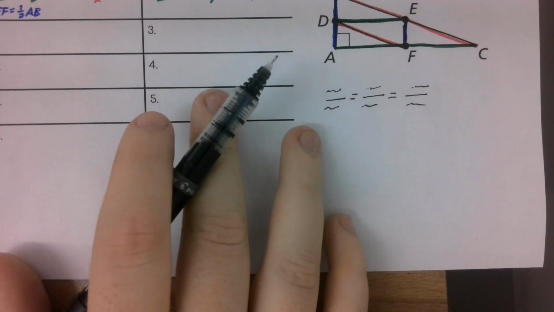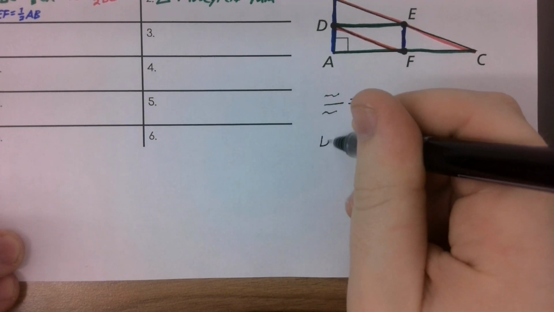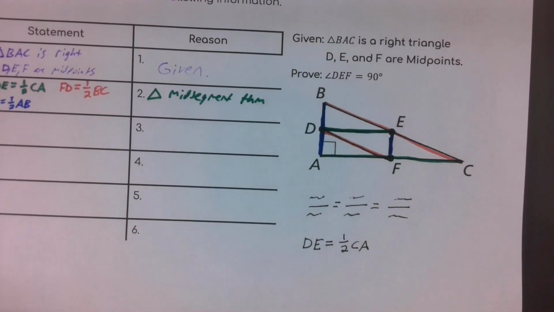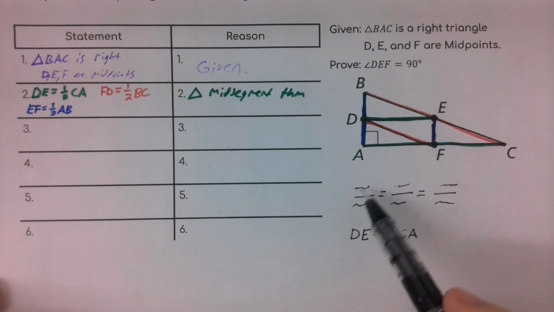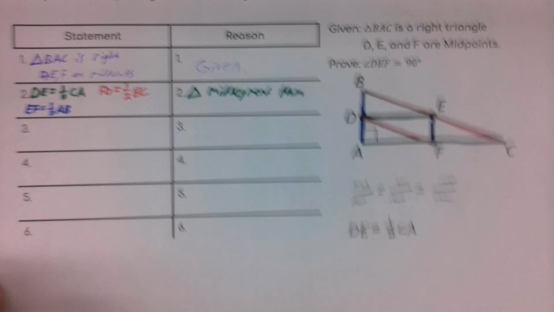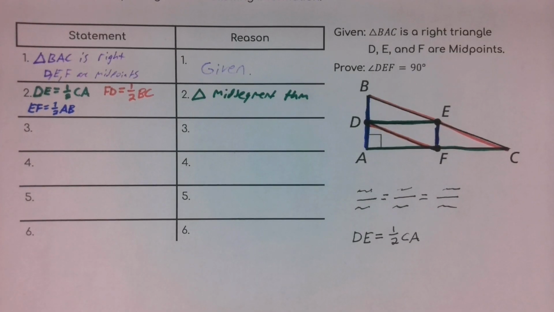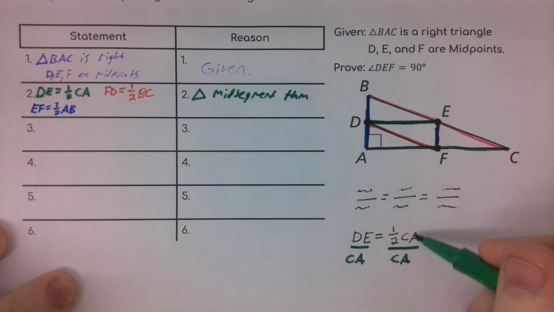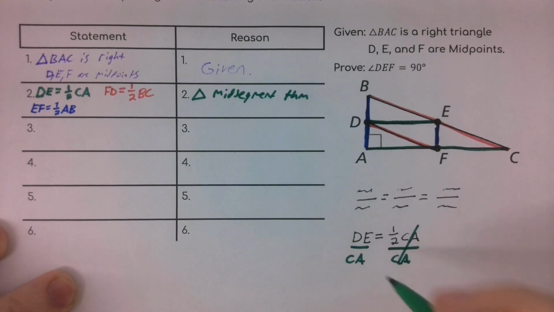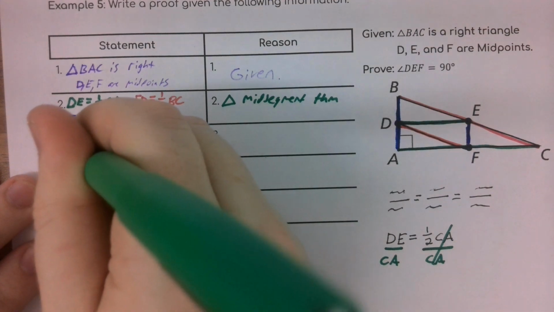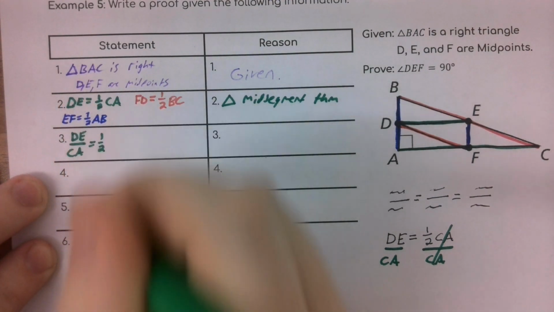So let's ask ourselves, what could we do to our statement DE equals 1/2 of CA to make it look more like this, to make it look like one of our line segments is above one of our other line segments? Well, couldn't we just divide both sides by CA? If we do that, the CA's will cancel here, and we would get DE over CA equals 1/2.